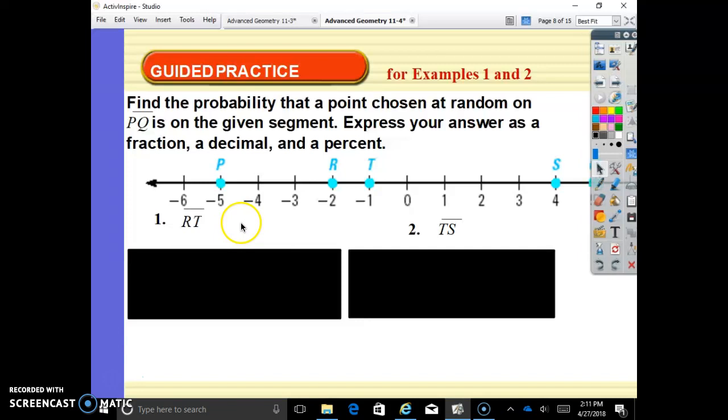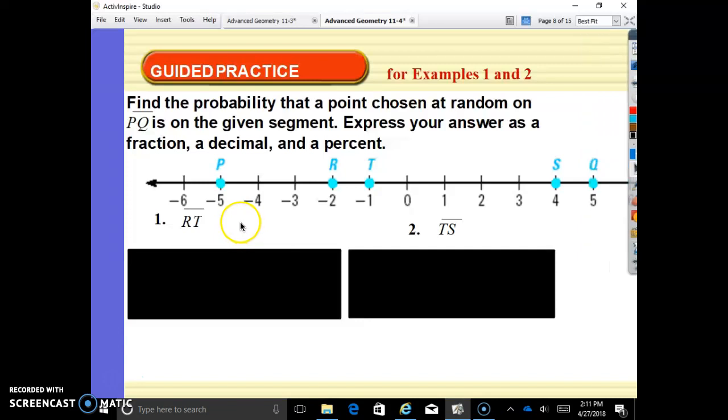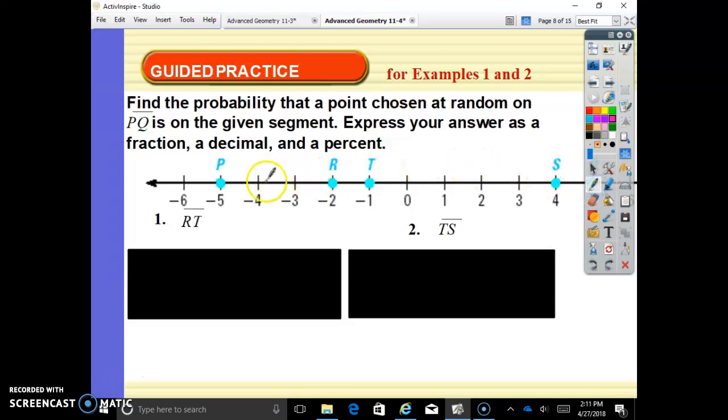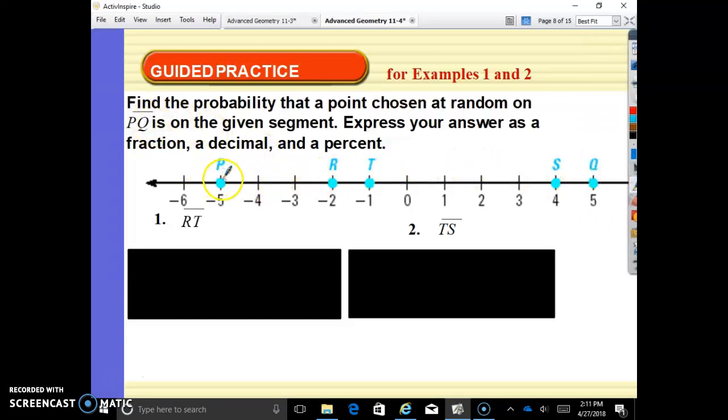Find the probability that a point chosen at random on segment PQ is on the given segment. Express your answer as a fraction, a decimal, and a percent. All right, so segment RT. Well, how long is PQ? 1, 2, 3, 4, 5, 6, 7, 8, 9, 10. So it's out of 10. So RT out of 10, that's 1 out of 10, 0.1, 10%.